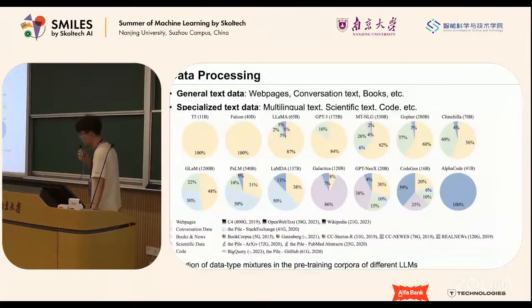Data is important for these language models. Pre-training data is typically split into general text data, such as web pages, conversation text, and books, and specialized data like multilingual text, scientific papers, and code, where code is an important source for existing language models. This pie chart from the survey by Zhao illustrates how different models utilize different data mixtures. For example, T5 and Falcon rely heavily on web page data, while models like Chinchilla and Llama mix web pages, books, and code to build these high-performance language models.